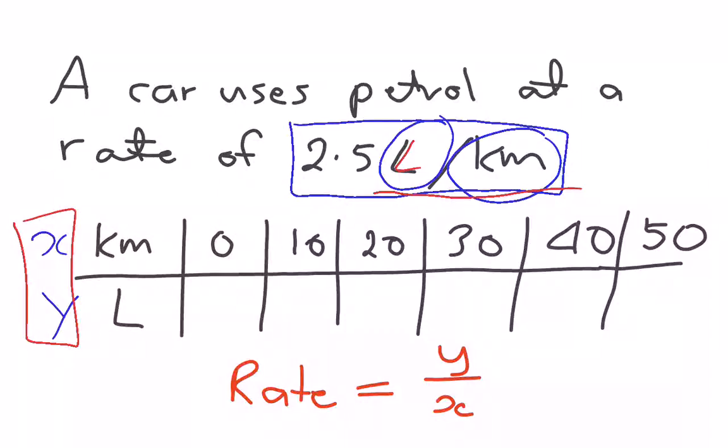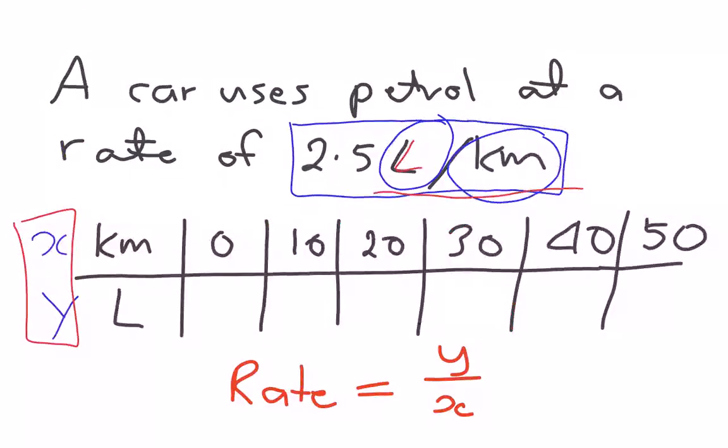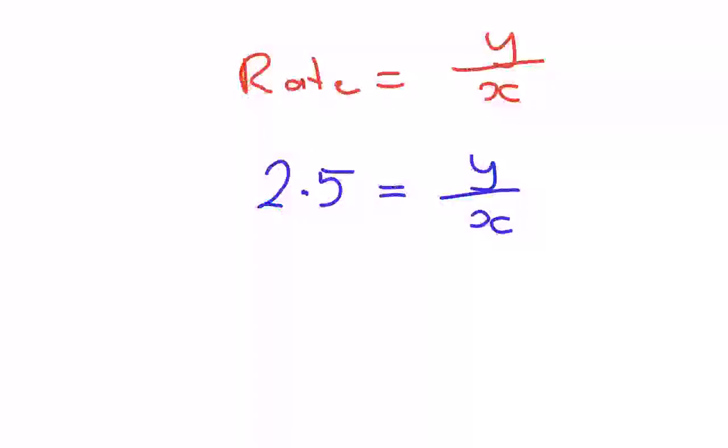Okay? So if we have a look at the formula down the bottom here, rate equals the change in y over the change in x, we can start to put this together. On the next slide I've rewritten the formula, rate equals the change in y over the change in x, but in the question it told us what that rate was. It was 2.5. So we can just put that in. We've been given the answer.